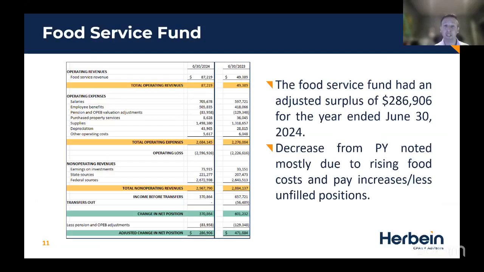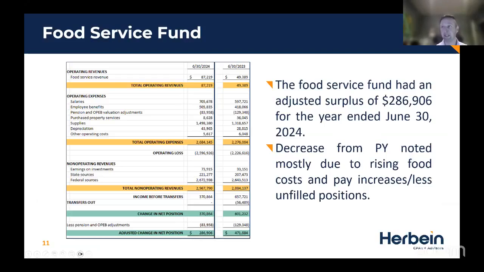So moving on to the food service fund, showing the 2-year comparison here. What's presented in the financial statement is an increase in net position for the 23-24 year of $370,000. But looking at the adjusted net position, which represents pulling out the pension and other post-employment benefit adjustments. The reason that we look at that, pulling that line item out, is because that's solely based on actuarial valuations for those two liabilities. So it has no cash flow impact to the district. So when you exclude that, that would have been an increase in net position of $286,000.